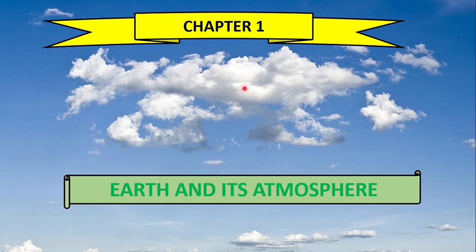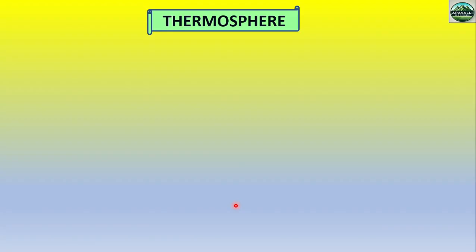Today we are going to discuss the next part of chapter 1, Earth and its atmosphere. We have already covered the troposphere, the stratosphere, and the mesosphere. In this video we will discuss the thermosphere, ionosphere and exosphere. First we will discuss the thermosphere.